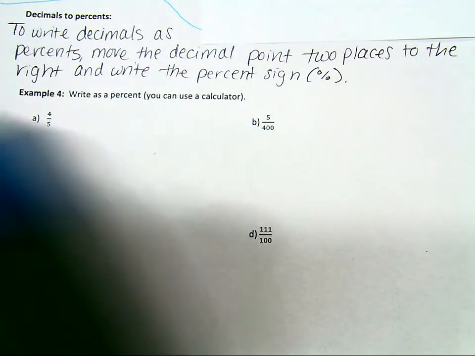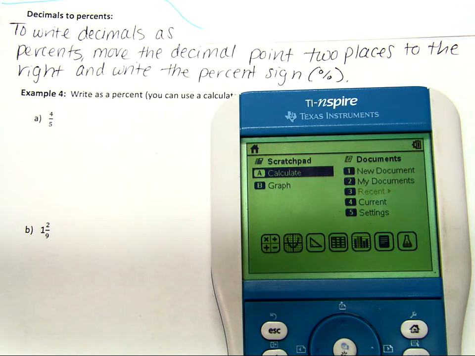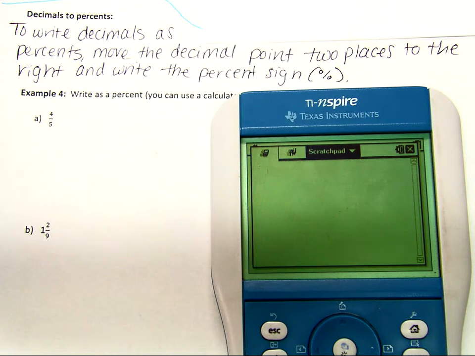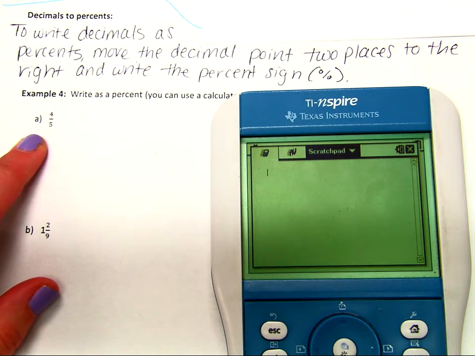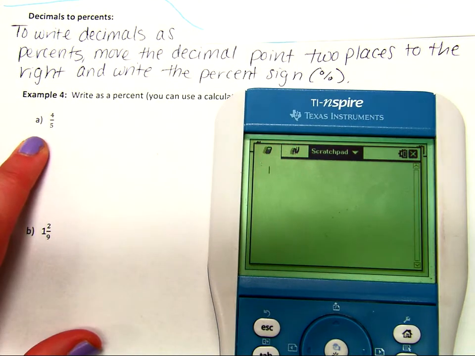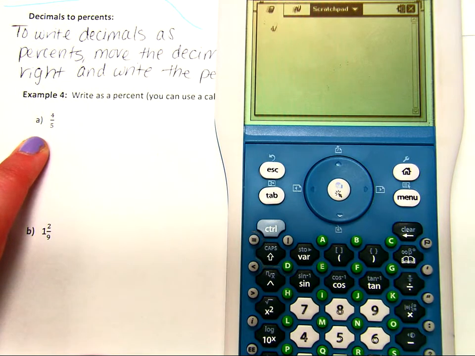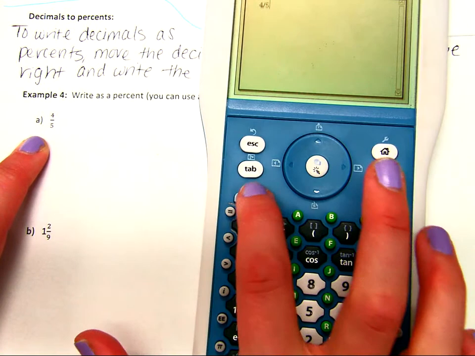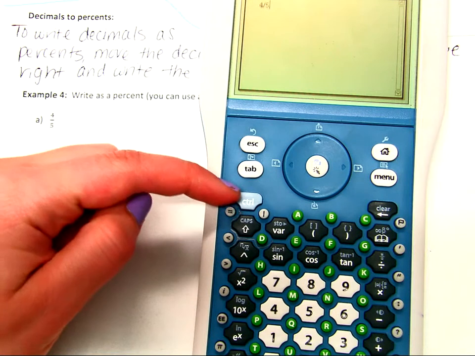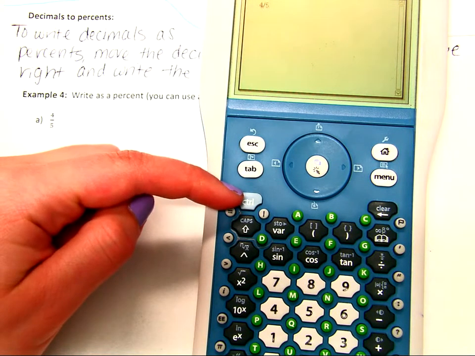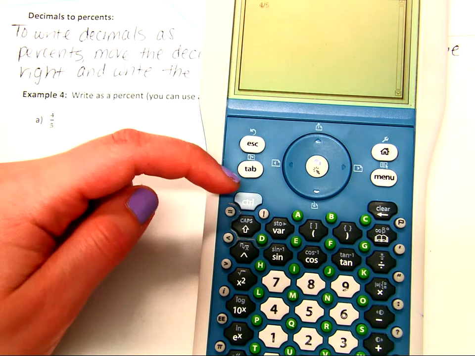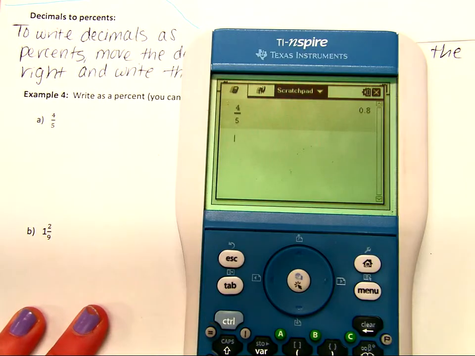So I'm going to take out one of our calculators, go to calculate, and I'm going to first write 4/5 as a decimal. So I'm going to hit 4 divided by 5. Then I'm going to hit Control, Enter. That's going to give me the decimal. So if I hit Control, Enter, that will give me my decimal answer, which is 0.8.